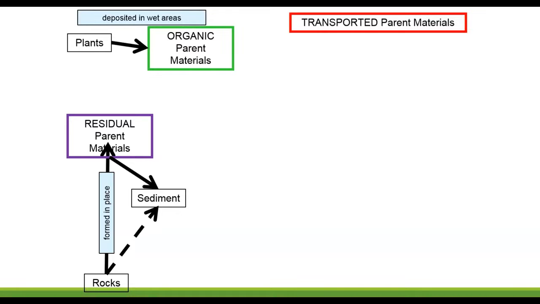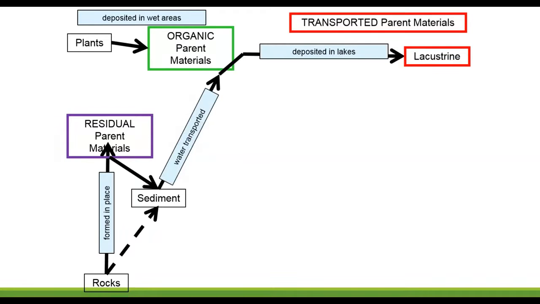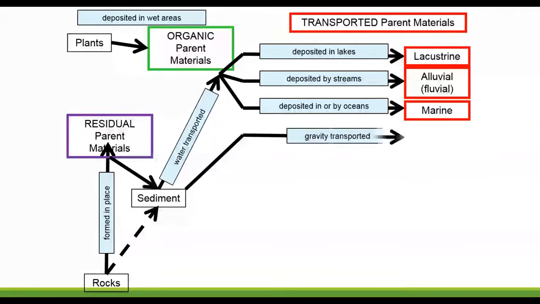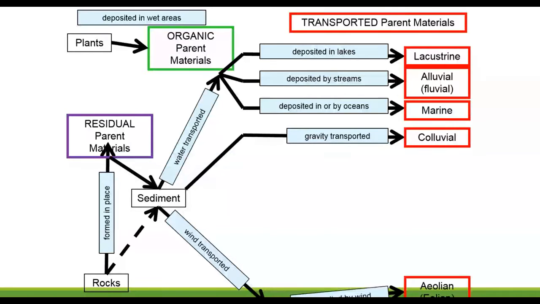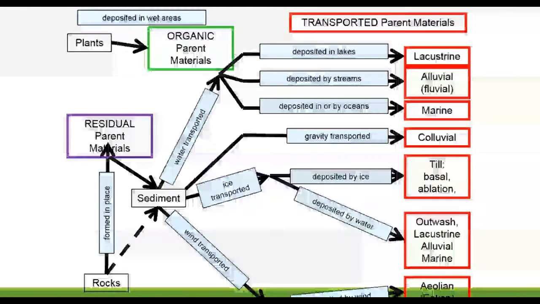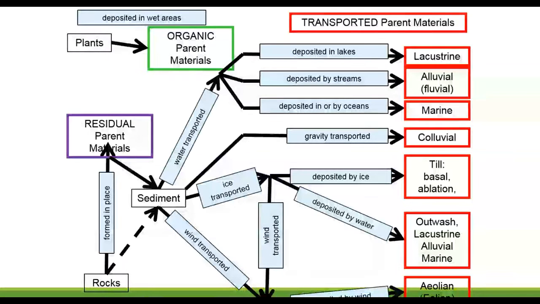Let's go back and look at the sediments. So sediments can be transported, and it all depends on what transported them, and where it's deposited, whether it's in lakes or streams, oceans. Gravity transported would be colluvial, landslides. Material moved by wind is aeolian. Material moved by ice, till, and outwash. And some of these can move back and forth, and you can get some material that's transported first by ice and then by wind. So the parent material can be relatively complicated.